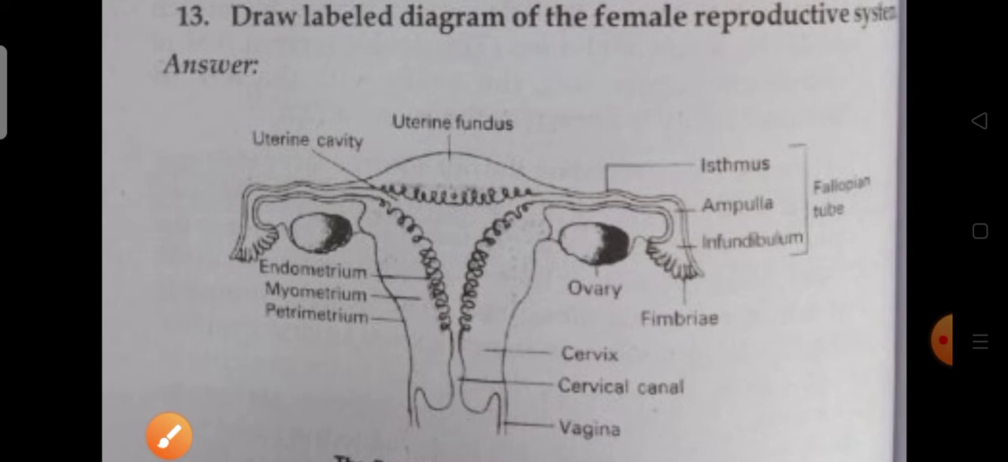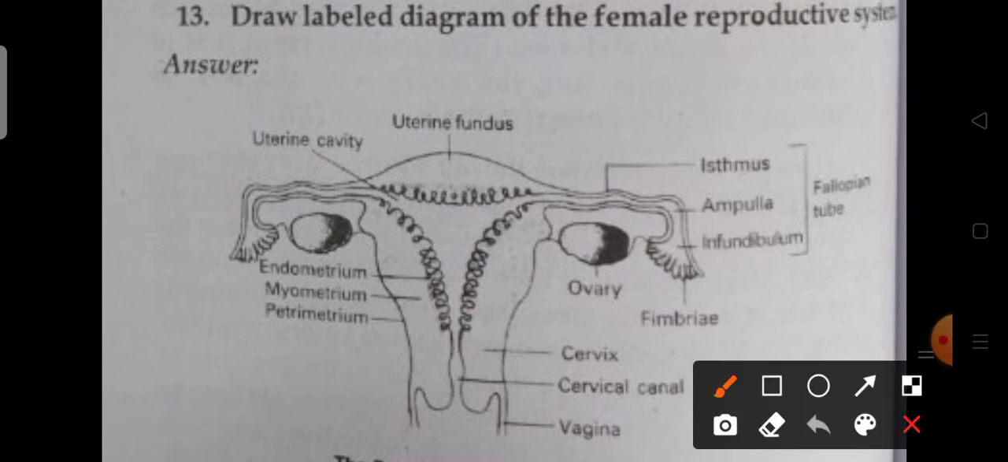Okay, endometrium. So these are the layers: endometrium, the inner layer of the uterus; myometrium, the middle layer of the uterus; perimetrium, the outer layer of the uterus.